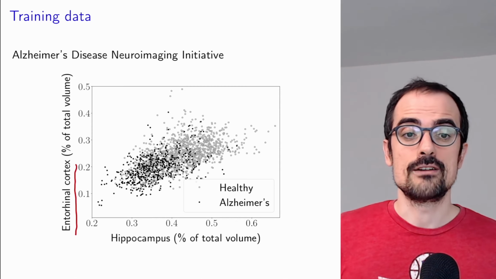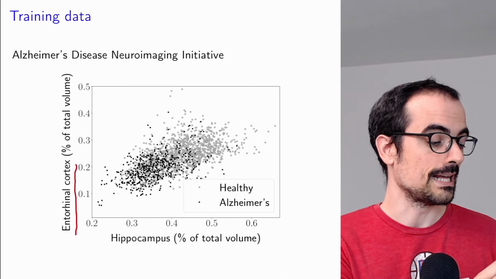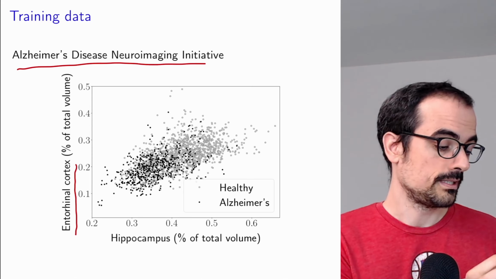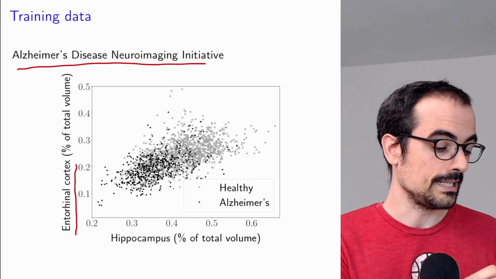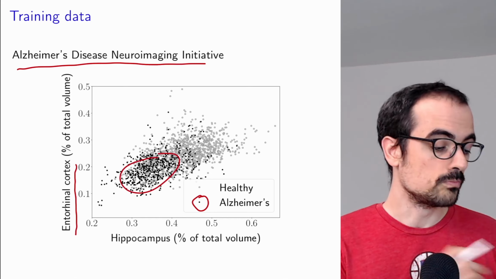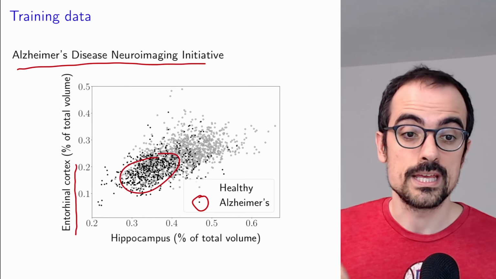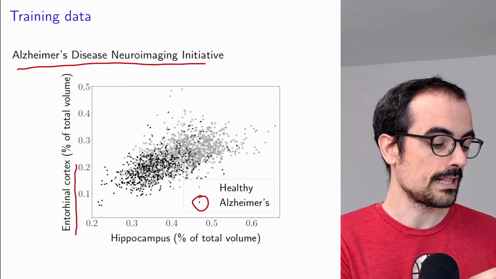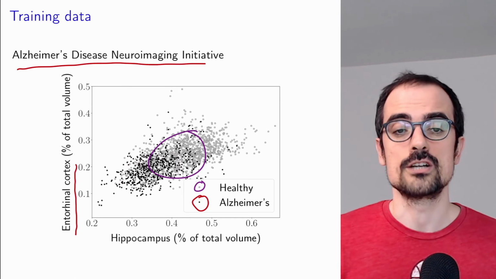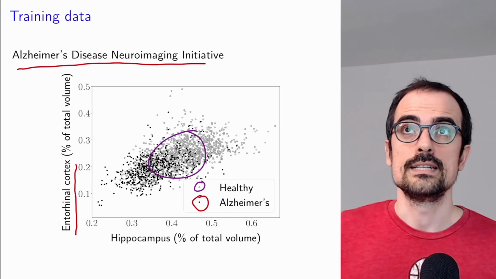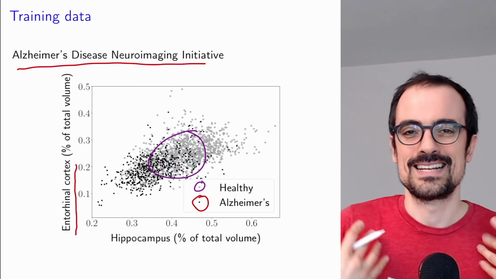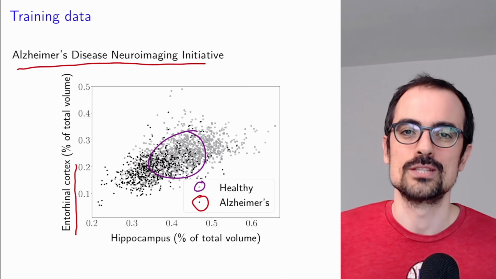Okay, and here is our training data, which is extracted from the Alzheimer's Disease Neuroimaging Initiative. And what we see is that if you look at the Alzheimer's patients, which are represented here as black dots, they do tend to have smaller volumes of the hippocampus and the entorhinal cortex, whereas the healthy patients have larger volumes in general. It's important to mention that here the volumes are normalized because some people, like myself, have very big heads, and you want to correct for that.